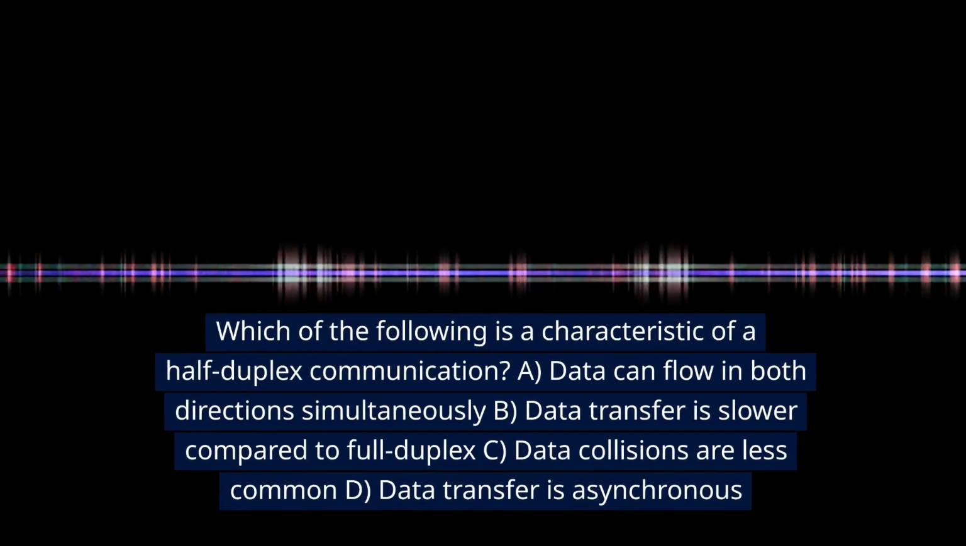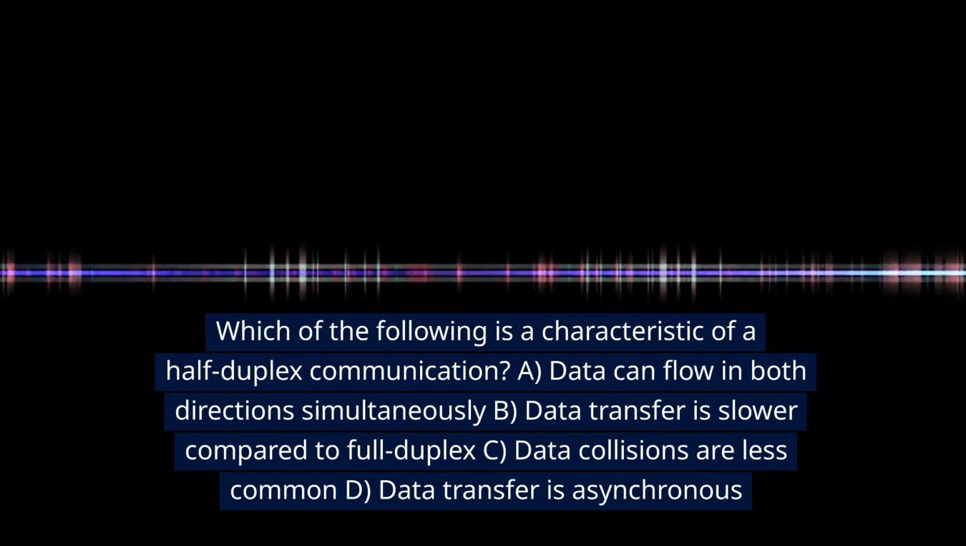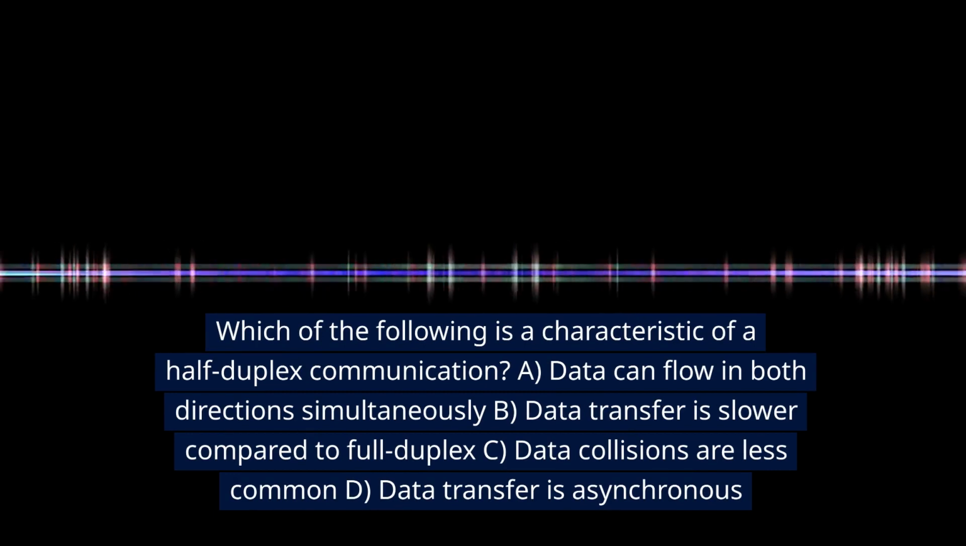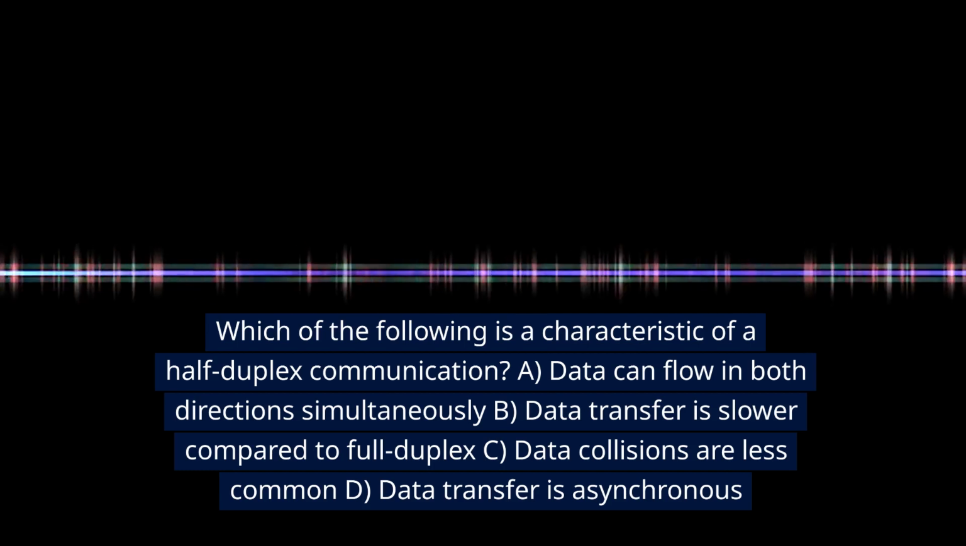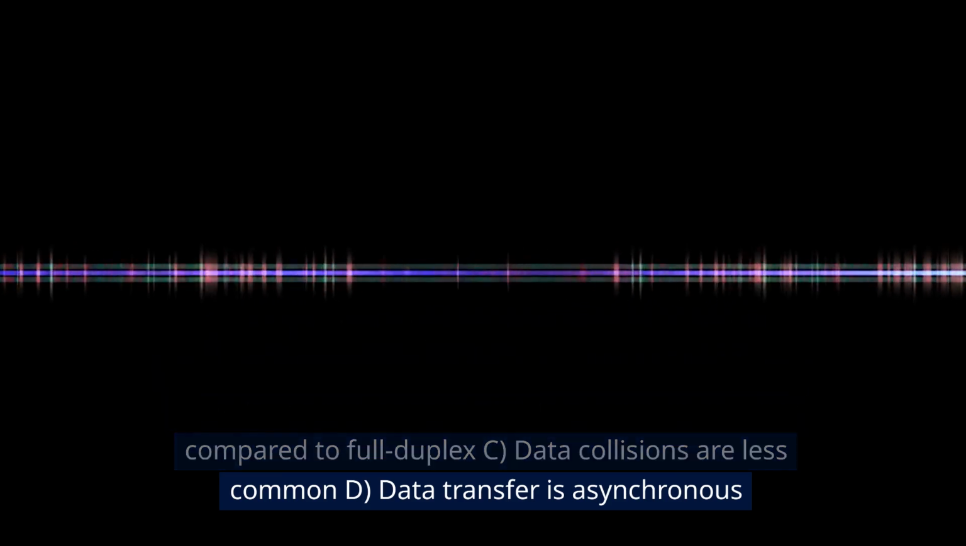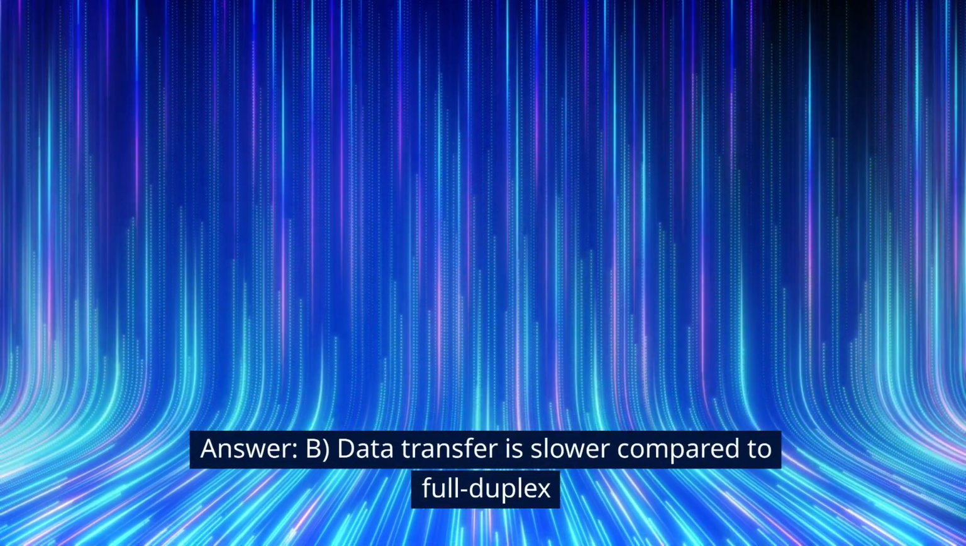Which of the following is a characteristic of half-duplex communication? A. Data can flow in both directions simultaneously. B. Data transfer is slower compared to full duplex. C. Data collisions are less common. D. Data transfer is asynchronous. Answer: B. Data transfer is slower compared to full duplex.